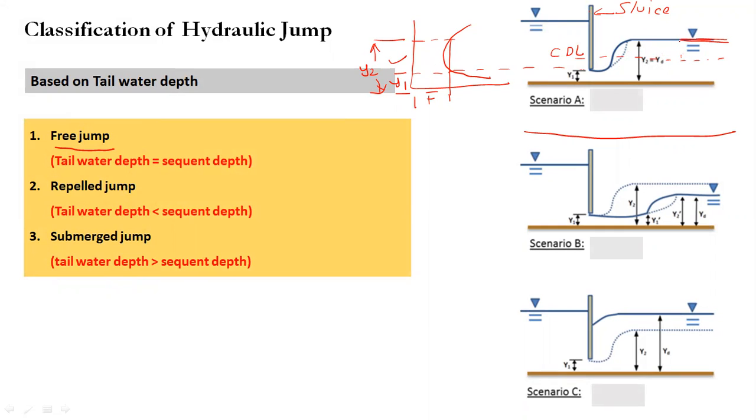So in the channel, the water depth is equal to y2. In that case, directly you are going to get a hydraulic jump. So this is a free jump.